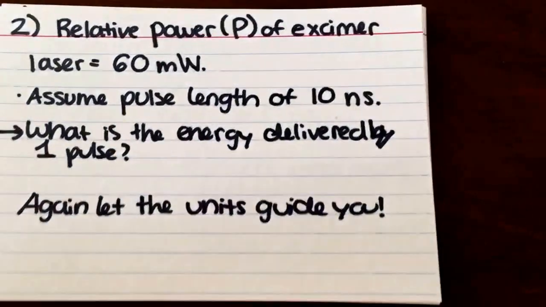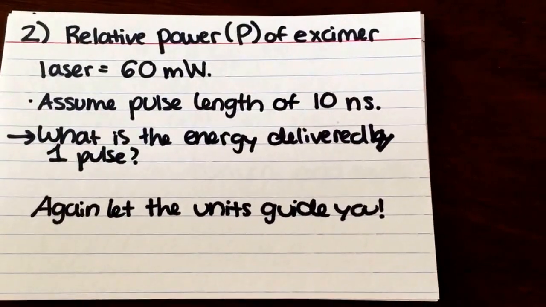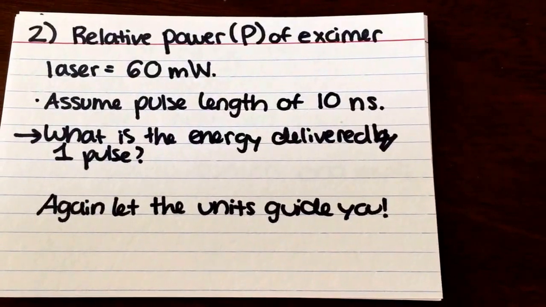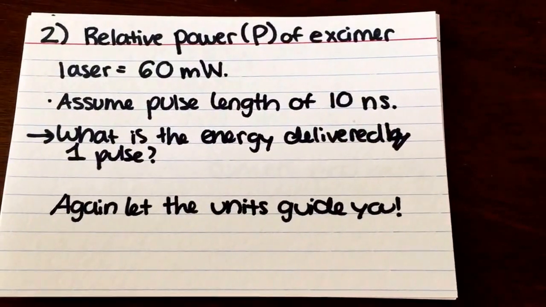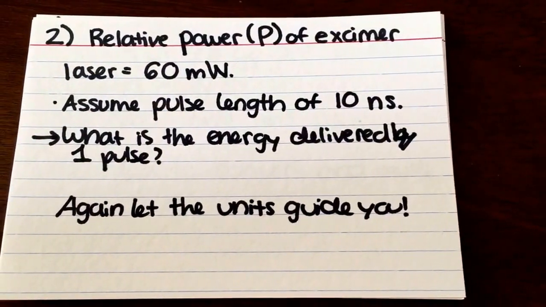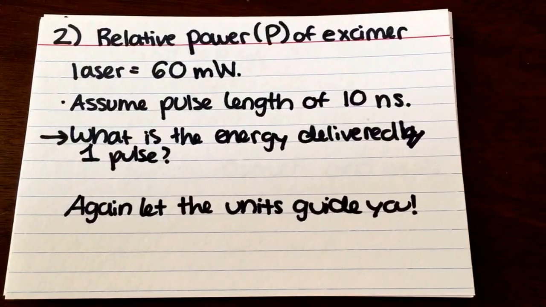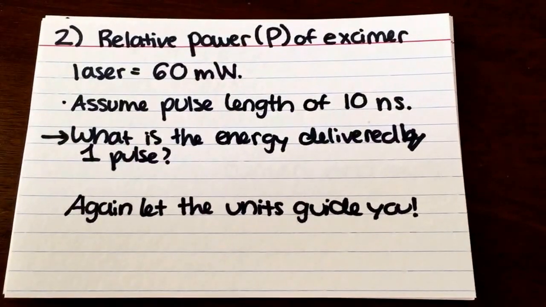But I figured let's go on and do problem number 2, which deals with the relative power of the Excimer laser. And in my case, it was given to me as 60 milliwatts. And I'm told to assume that a pulse length is 10 nanoseconds. And then the question is, what is the energy delivered by 1 pulse?